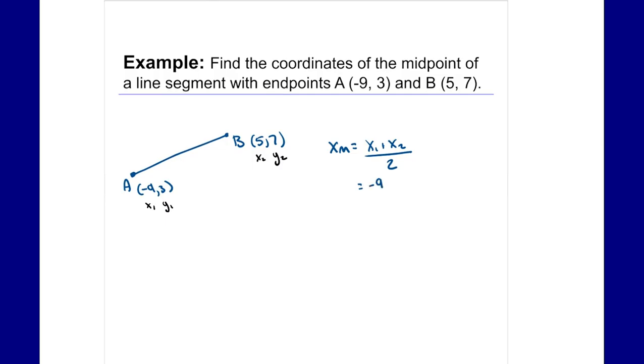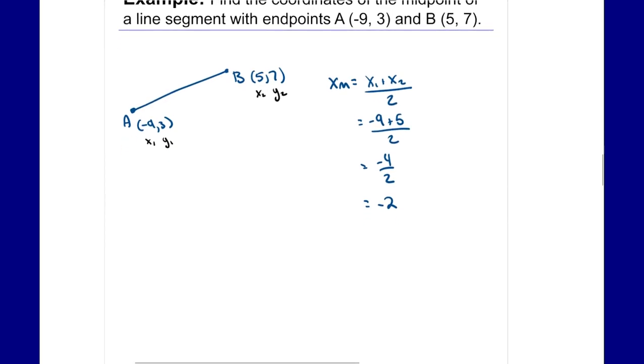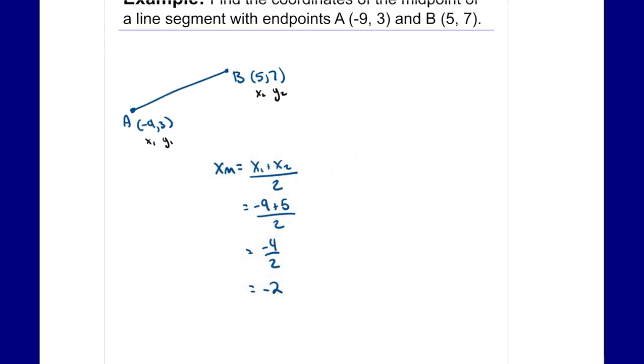x1 we have -9 plus x2, which is 5, divided by 2. We have -4 divided by 2, which is -2. So that's one value. Let me just move this down here so we can do them side by side.